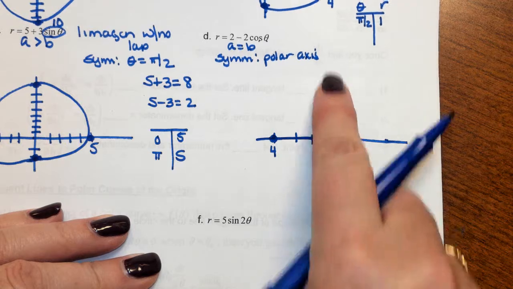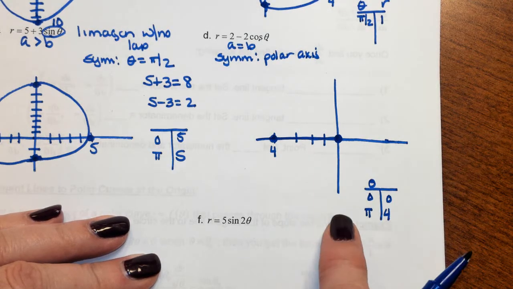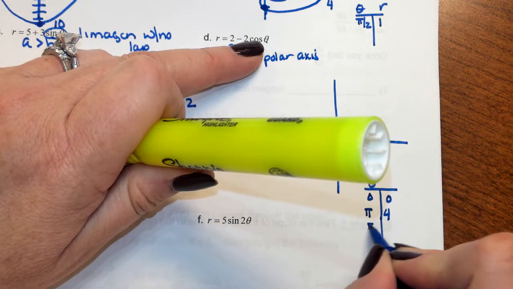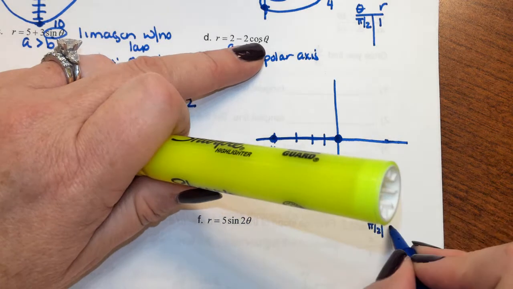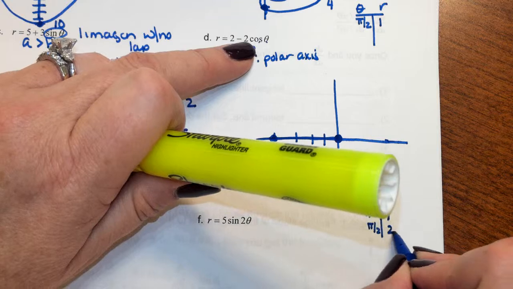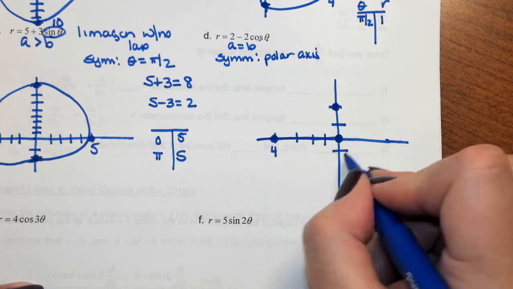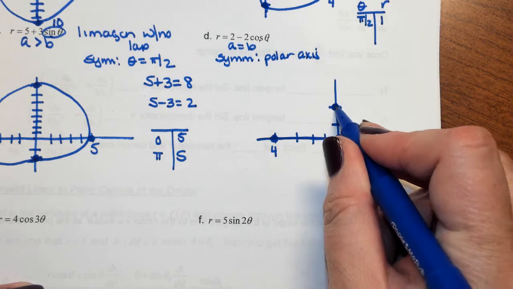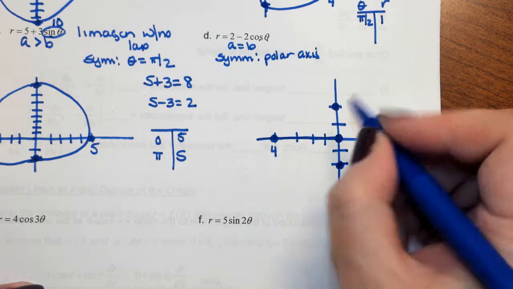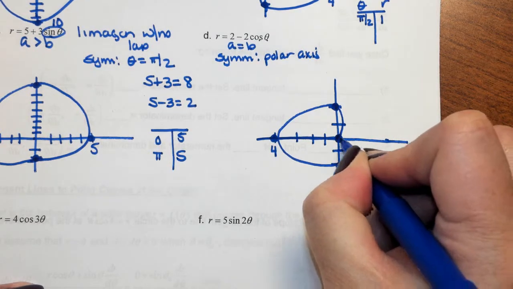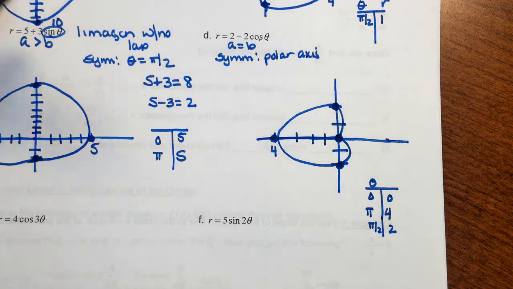The intersection point on the line theta equals pi over 2 is going to come from when theta is pi over 2. Well, I know cosine of pi over 2 is 0, and 2 minus 0 is 2. And again, I've got symmetry over the polar axis, so at this point I can also reflect down here. And there's my heart shape. Remember, the cardioids will always have that indentation at the pole.